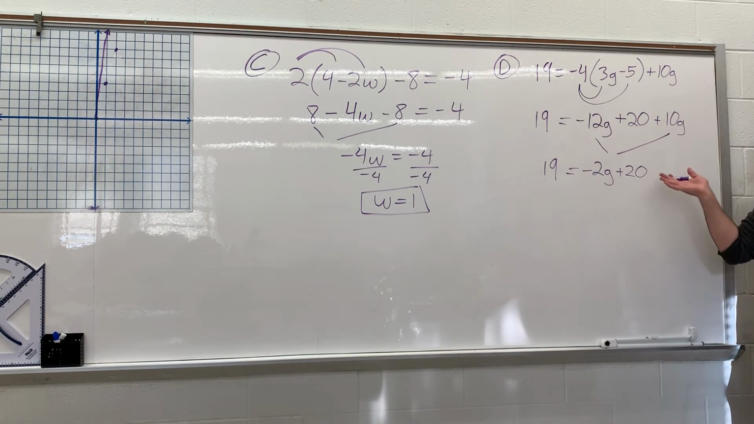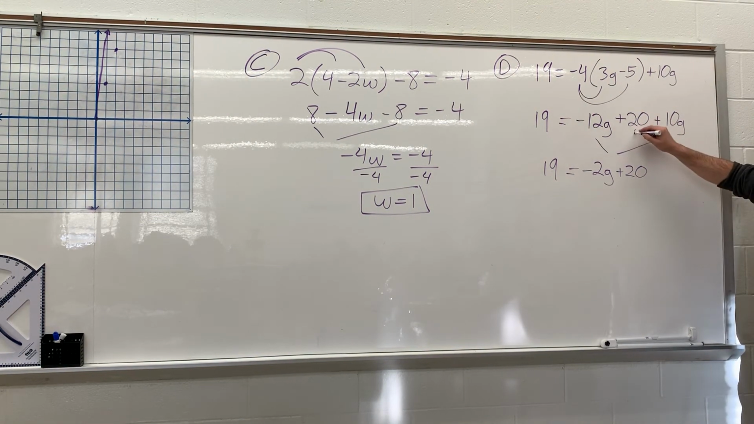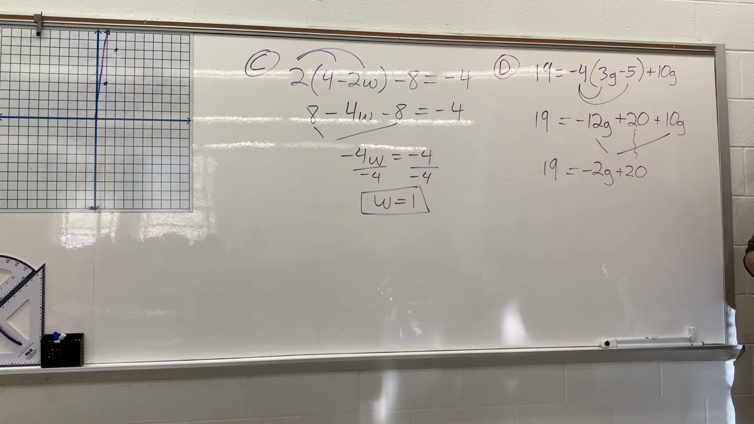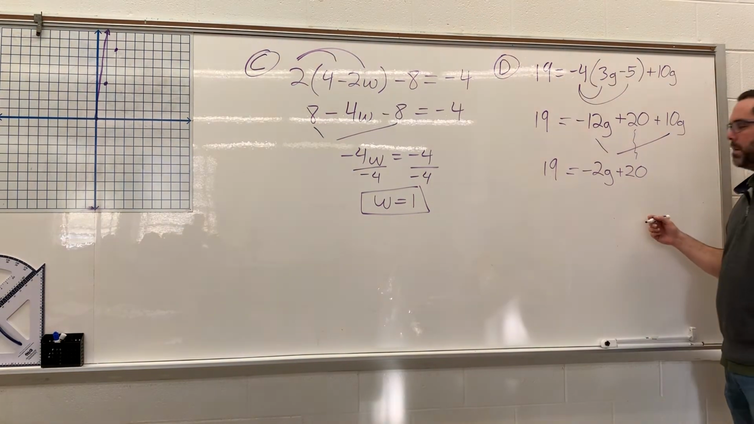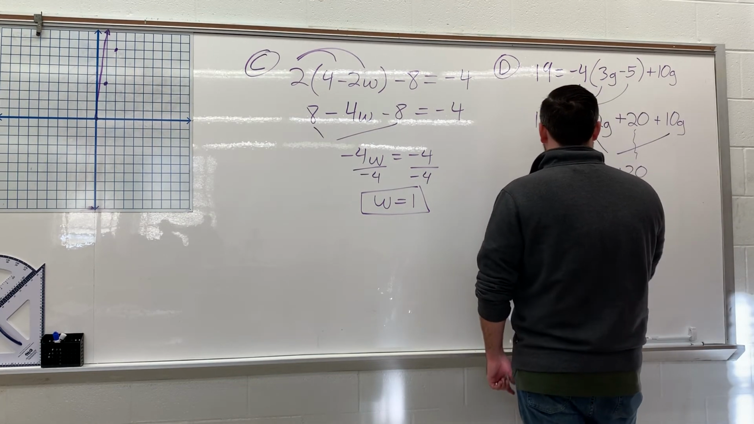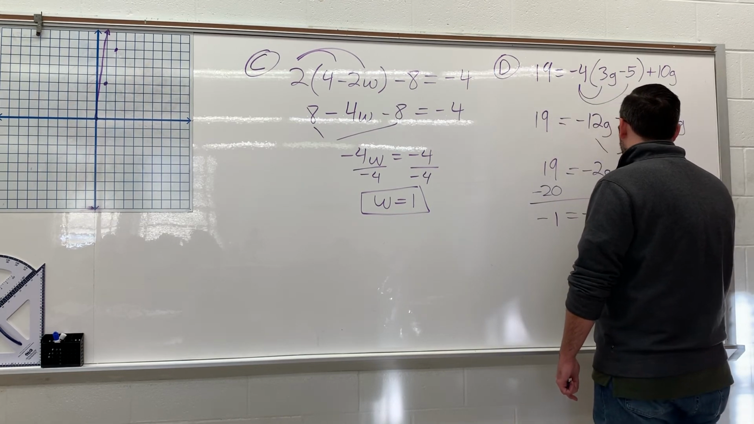And then we solve, this is just a two-step equation, right? Subtract 20. Am I confusing you? What are you confused about? The 20 just came down. Alright, we subtract 20 from both sides, right? Or should I divide by negative 2? Subtract. Good. Negative 1 equals negative 2g.